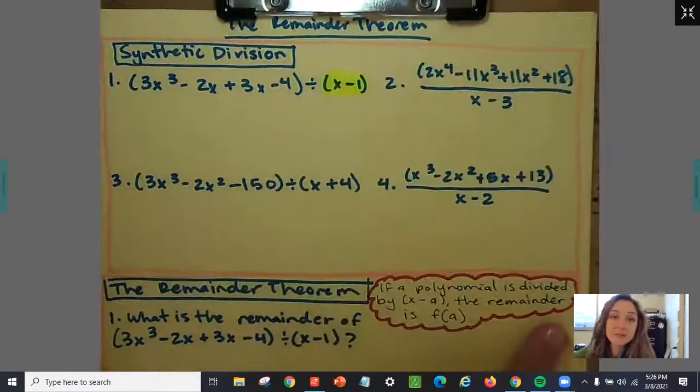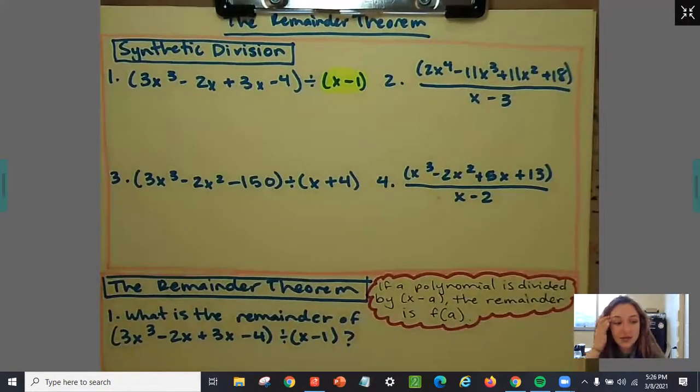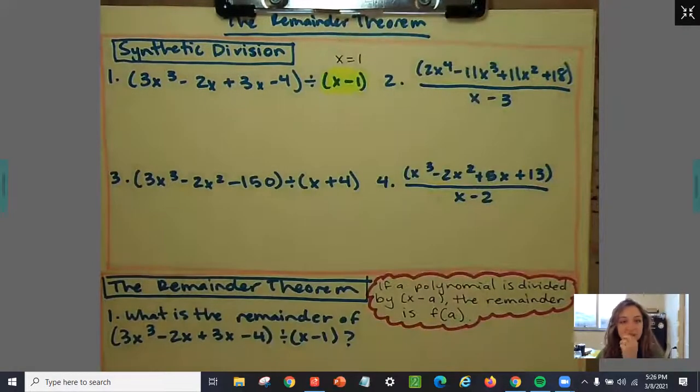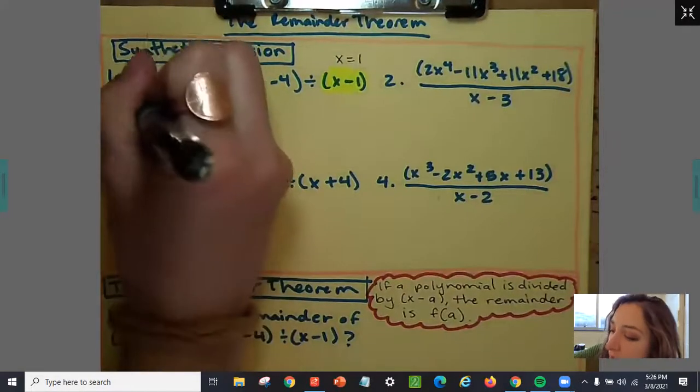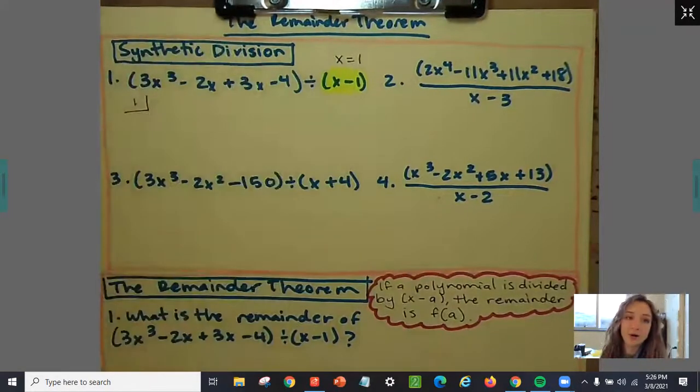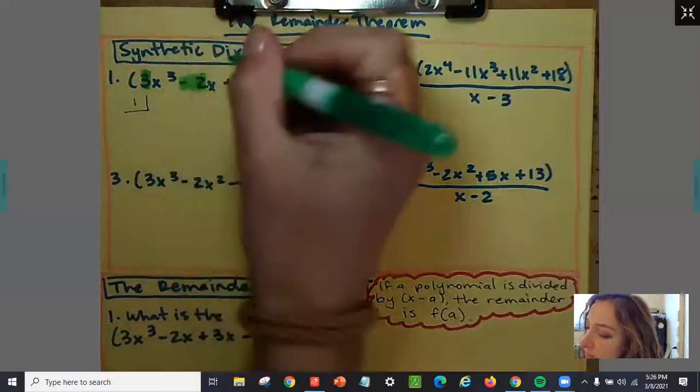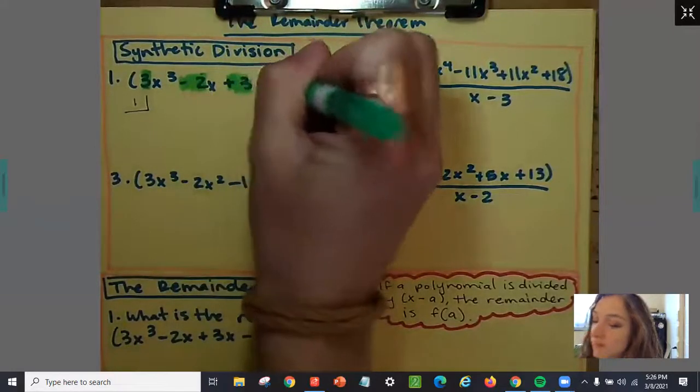So this x minus 1. We're going to say what makes that factor 0. So what's going to make that factor 0 here is x equals 1. So we're going to take x equals 1 and put 1 up in a little house in the top. And then we're going to write all the coefficients of the term that we're dividing. So 3, negative 2, positive 3, and then negative 4.